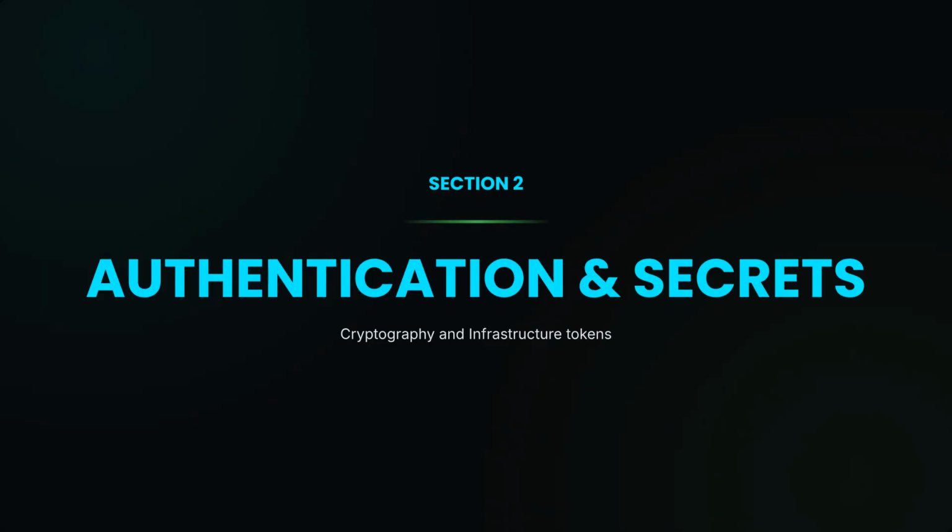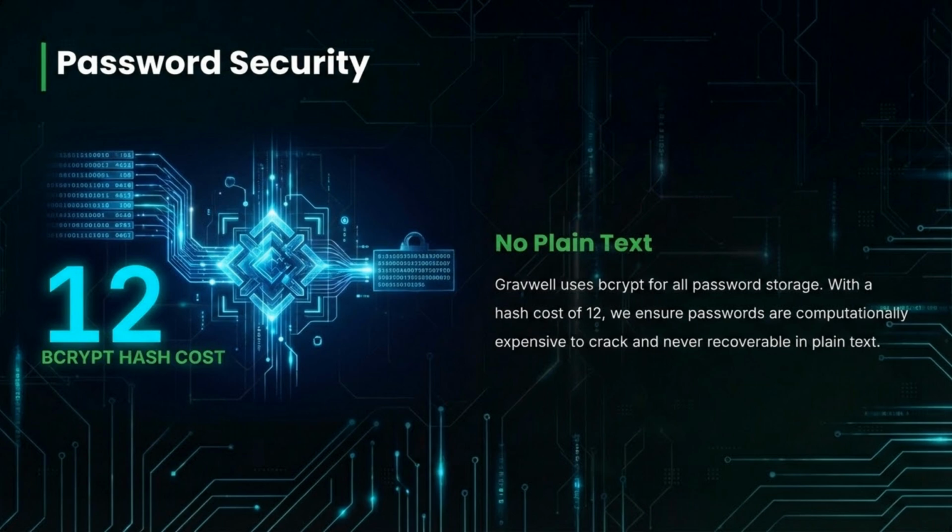Section 2 focuses on authentication and secrets, covering cryptography and infrastructure tokens. Gravwell ensures password security by using bcrypt for all storage with a hash cost of 12. This makes passwords computationally expensive to crack and ensures no plain text is recoverable.